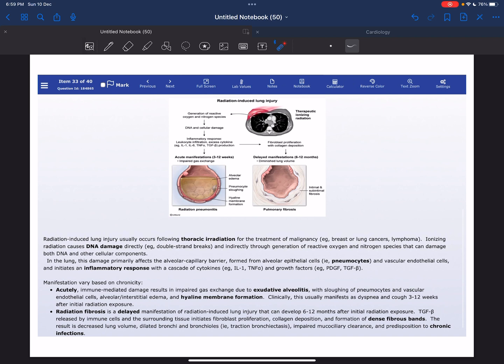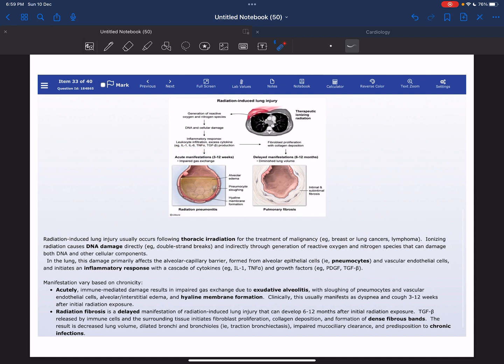Now we're going to discuss this picture here. First we have the therapeutic ionizing radiation, then the generation of reactive oxygen and nitrogen species, and then the DNA and cellular damage. Then the inflammatory response, which is the leukocyte infiltration and excess cytokine production, such as, for example, interleukin-1, interleukin-6, tumor necrosis factor alpha, and TGF-beta.